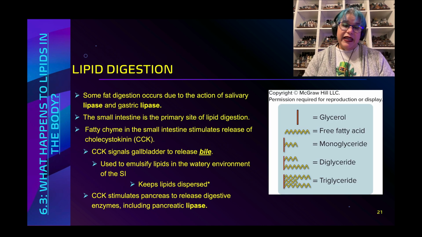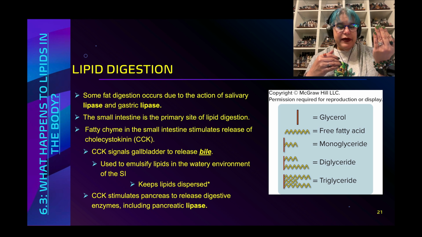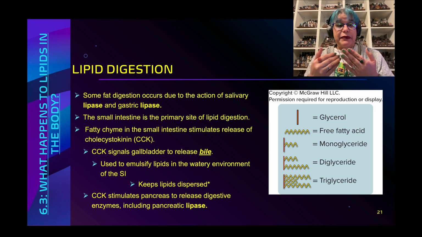So, some fat digestion occurs due to the action of salivary lipase and gastric lipase. "ase" is an enzyme, "lip" stands for lipids, so it's a lipid enzyme. The small intestine is the primary site of lipid digestion. We've got fatty chyme in the small intestine. Remember, chyme is the stuff that is released from the stomach once the stomach is done processing.